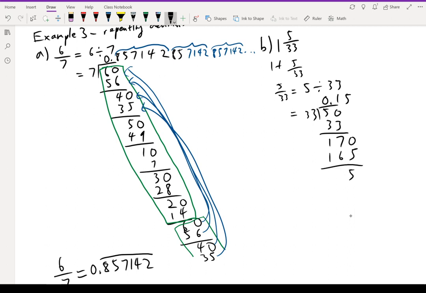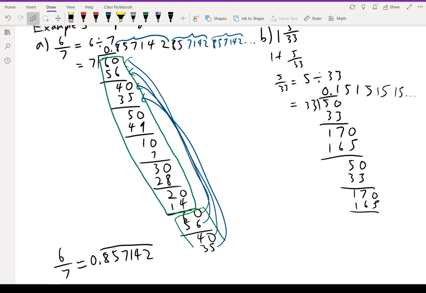And then add a 0. 33 goes into 50 1 time. That will give me 33. And then I have 17 remaining, add a 0. Oh, sorry, that gives me 33 goes into it 5 times to give me 165, and it goes on. So I can see that there's going to be 0.15151515, and so on. And so I can tell that it is a repeating decimal.